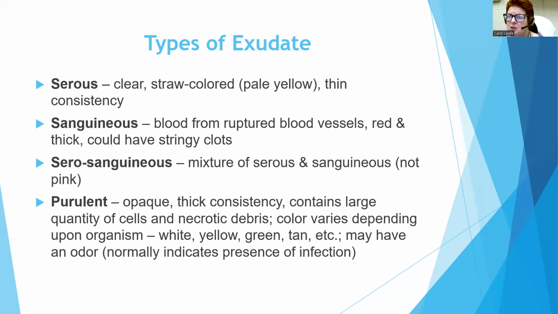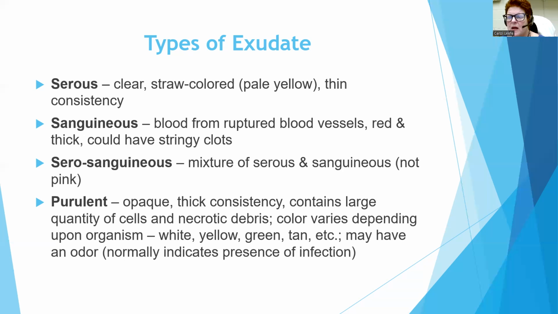And then there's purulent drainage. We're not calling it pus or pussy, and I will talk about that in a second. Purulent drainage is opaque. You cannot see through it. It's usually a thick consistency because it contains a large quantity of cells and necrotic debris. And the color is going to depend upon whatever organism is occupying that particular injury. So it could be white, yellow, green, tan, or a mixture. It all depends.